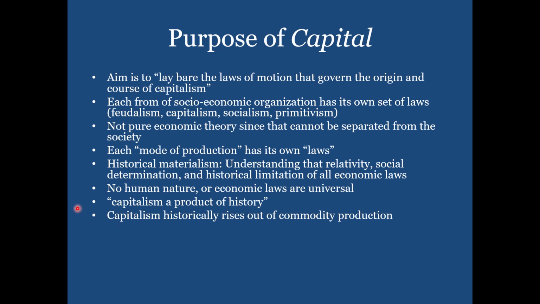Basically, how do we get to capitalism if it's not made by people or a universal law? Well, they say capitalism historically rises out of commodity production. So, what's a commodity? We'll get into that. But to have capitalism for a Marxist, you have to have commodity production. So basically you have to have things that I manufacture to sell outside of my own market. That's kind of the easiest way to explain what a commodity is.